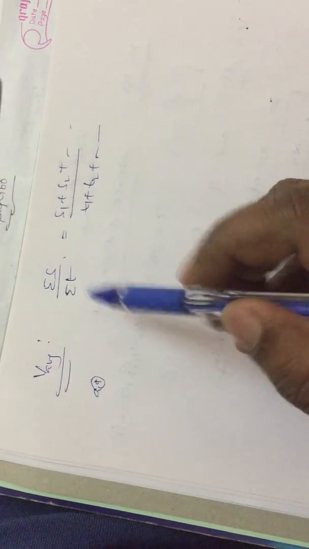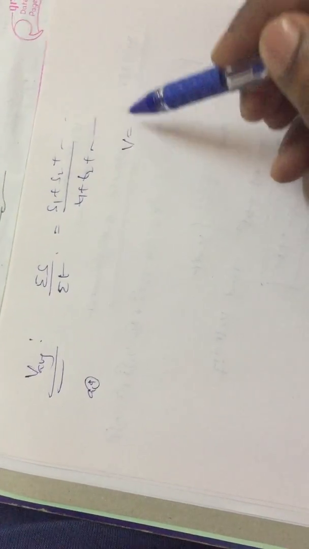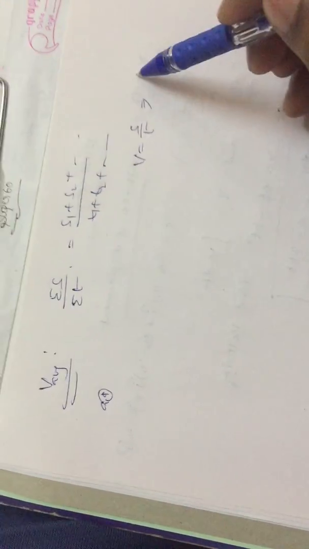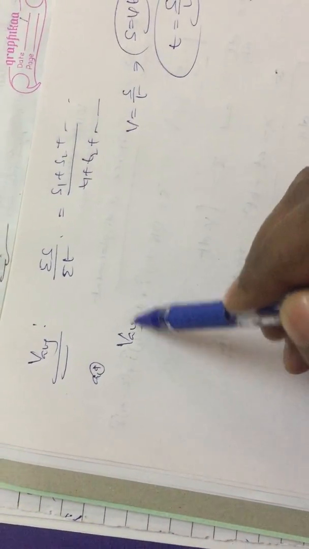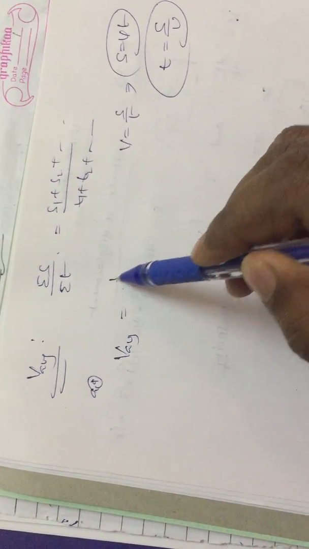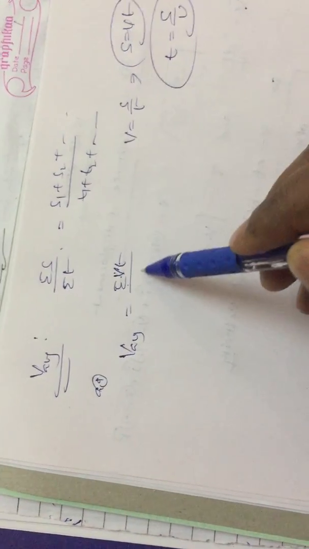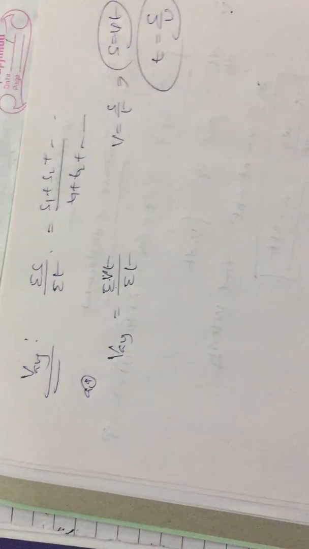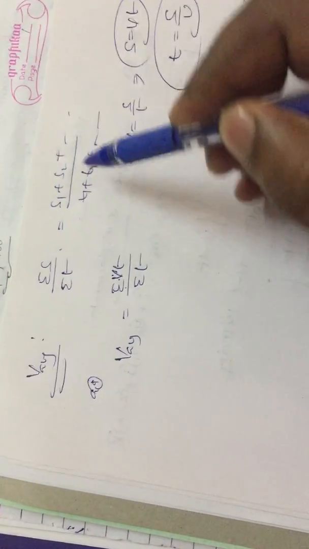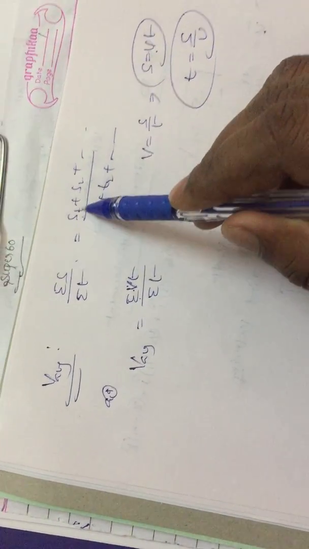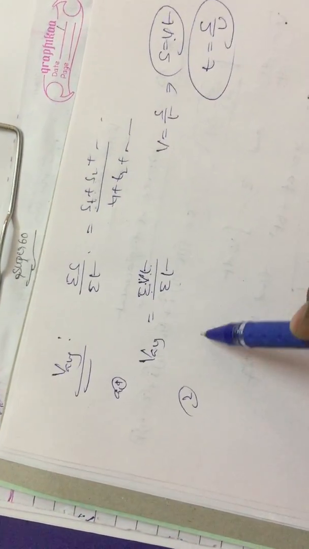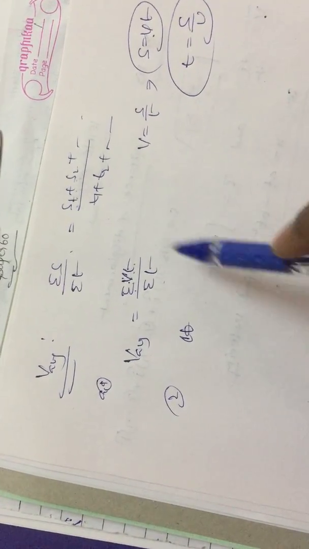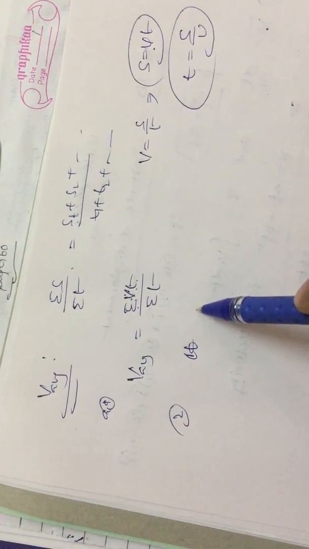First case: if distance is not given, we have speed v equal to s by t, then s equal to vt we can write, or t equal to s by v. Such that the average speed when velocity and time are given is sigma vt by sigma t. Because S1 equals V1 T1 plus V2 T2, that is nothing but sigma Vt by sigma T.